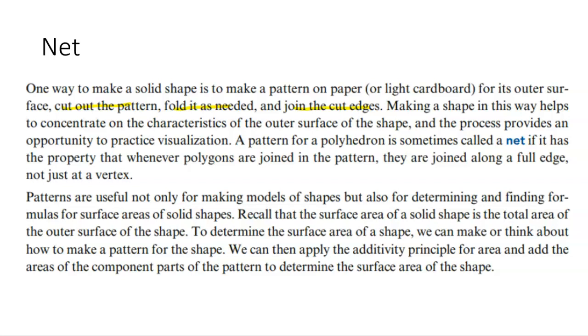We call these nets. A pattern for a polyhedron is called a net if it has the property that whenever polygons are joined in the pattern, they are joined along a full edge, not just at a vertex.